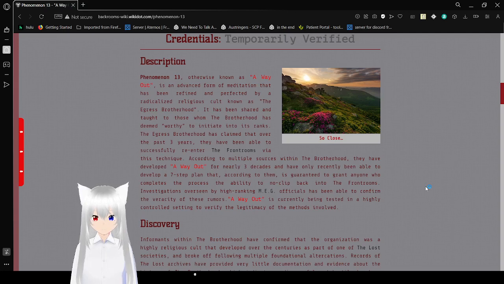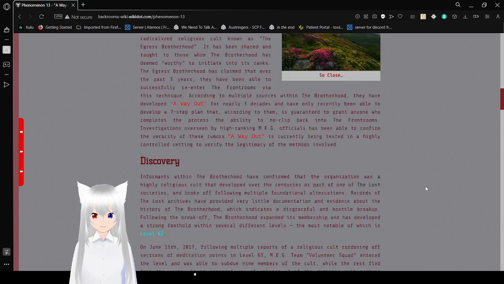According to multiple sources within the Brotherhood, they have been developing a way out for nearly 3 decades and have only recently been able to develop a 7-step plan that, according to them, is guaranteed to grant anyone who completes the process the ability to noclip back into the front rooms. Investigations overseen by high-ranking MAG officials have been able to confirm the veracity of these rumors. A Way Out is currently being tested in a highly controlled setting to verify the legitimacy of the methods involved.